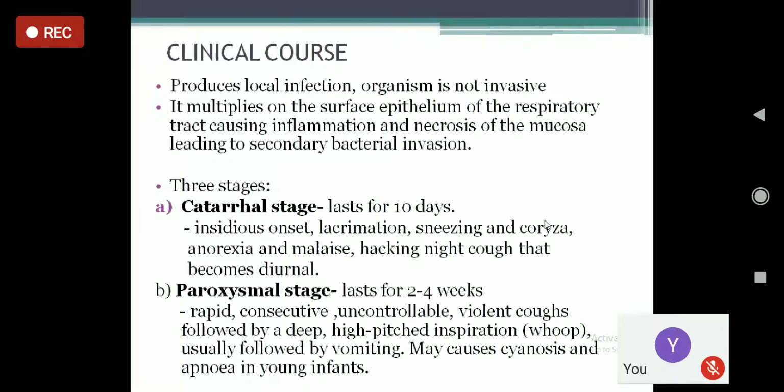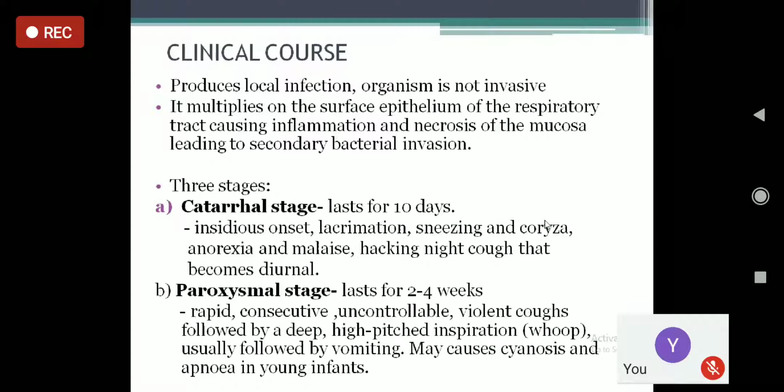Then the paroxysmal stage starts where it lasts for 2 to 4 weeks. It becomes very rapid, consecutive, uncontrollable, violent coughs will develop, followed by a deep, high-pitched inspiration. After the violent cough, the child will have deep inspiration and will produce a certain sound, which is known as a whoop sound or croupy cough, and usually followed by vomiting. So may cause cyanosis and apnea in young infancy.